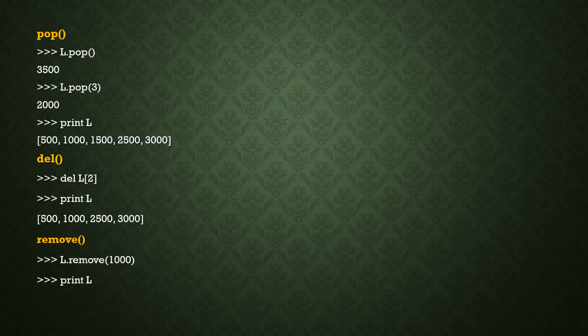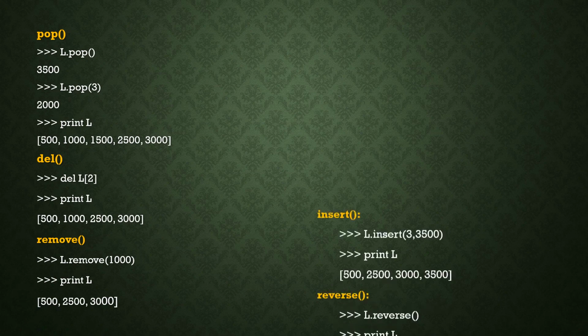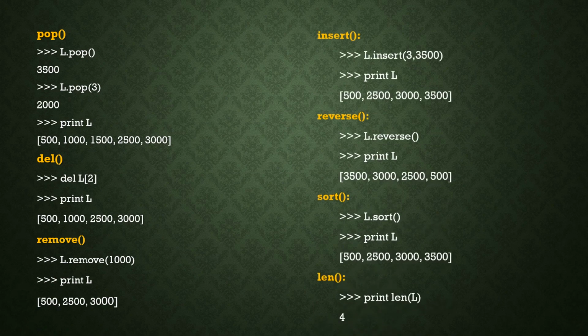Just move on to the next slide. See here it is given 500, 2500 and 3000. So 1000 will be deleted. So a total of 3 elements will remain in that particular list. Next, move on to the next method, insert. See, L.insert(3, 3500).